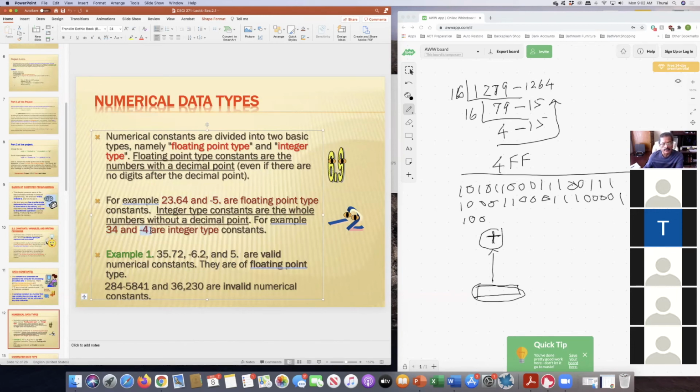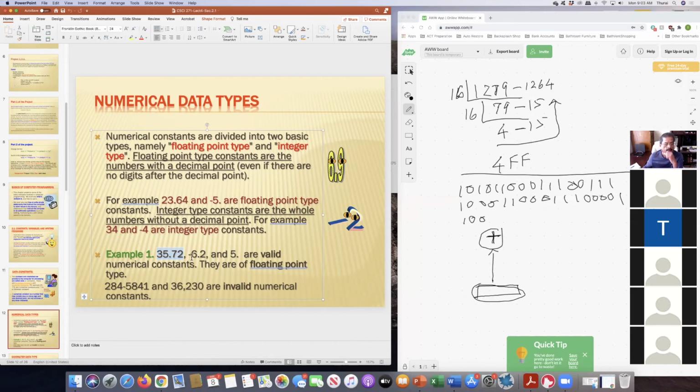So some of your homework problems have this kind of question. Are these valid constants? First, you had to identify valid constants, and then you had to be able to identify integer constants and floating point numbers. That's easy. Floating point numbers will have a decimal point somewhere, integer numbers will not. So here's an example of such questions. 35.72, is this valid data? And if it is, then what kind? It is valid data and it is a floating point number.